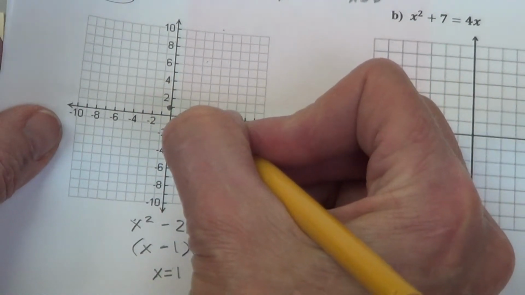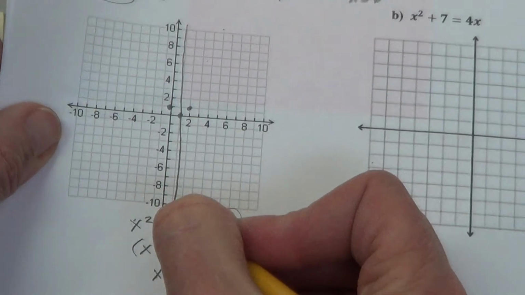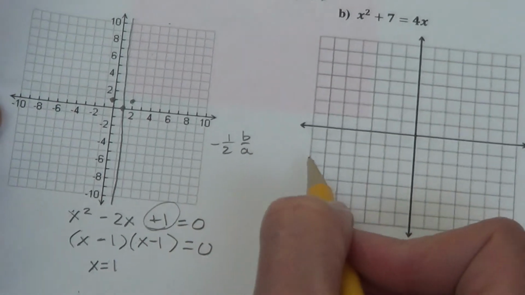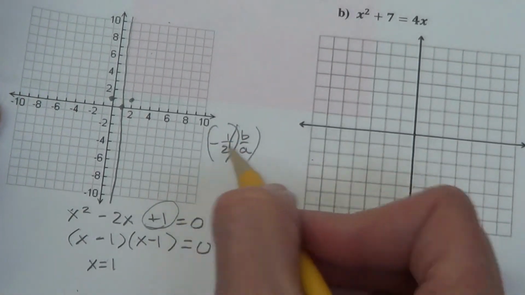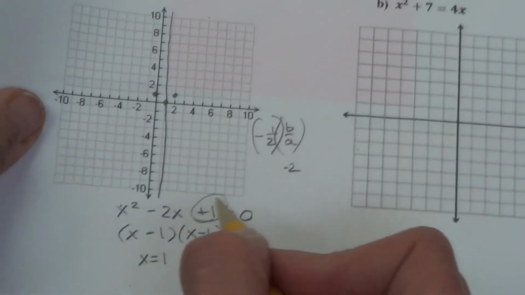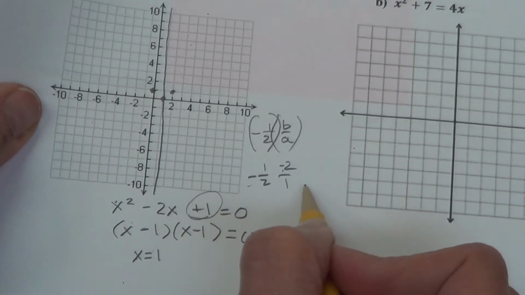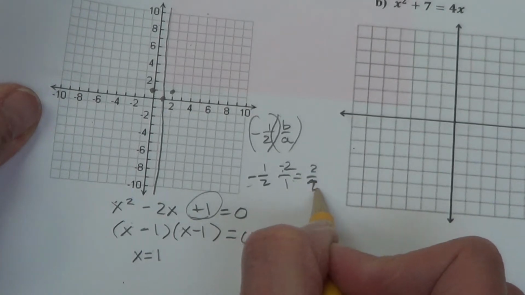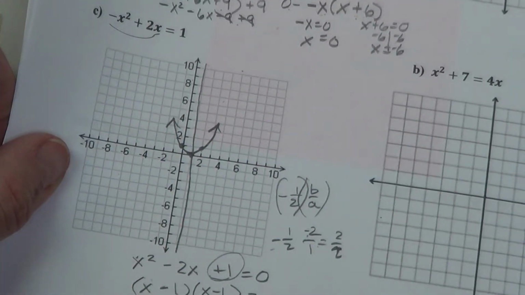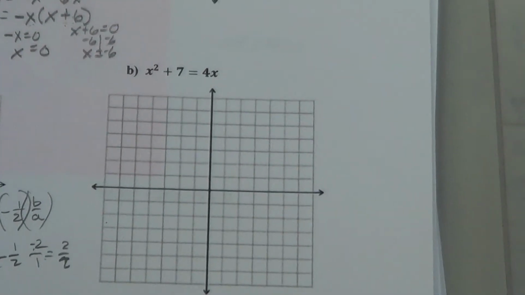Well, this probably is the mirror image, and that's our axis of symmetry. Let's just double check that. Axis of symmetry is negative 1/2 times b over a. Well, our b value is negative 2. Our a value is 1. Negative 1/2 times negative 2: a negative times a negative is positive, and 2 over 2 is 1. So there's our parabola, and our solution is x equals 1.